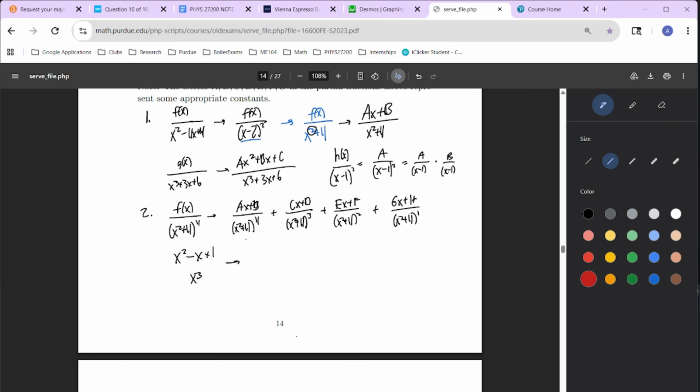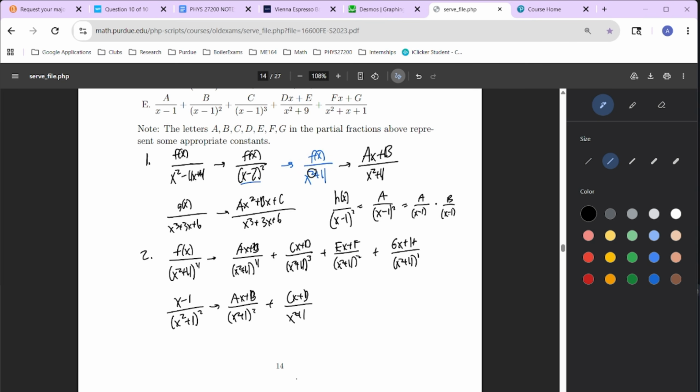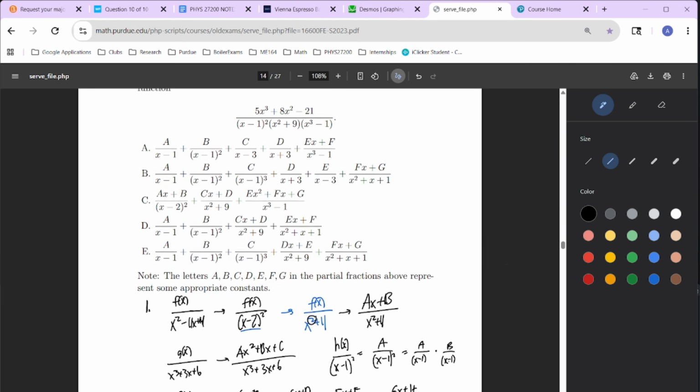So that means, for an example where we have, say, x minus 1 over x squared plus 1 squared, this would become ax plus b over x squared plus 1 squared, and then plus cx plus d over just x squared plus 1. The same principle would apply. So using these two conditions, or these two rules of thumb that we've established here, we can solve this enormous problem.